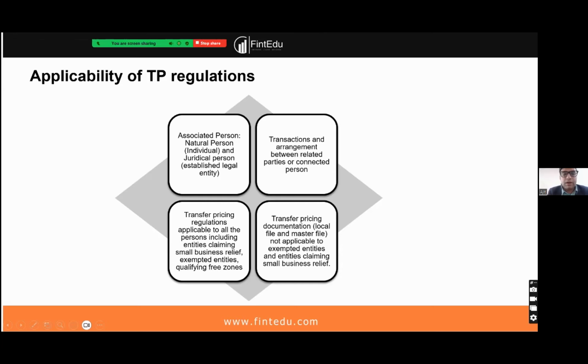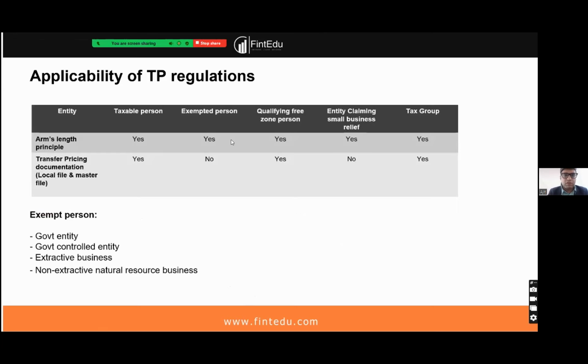So just to summarize this, if you can see on the screen, when it comes to the applicability of the TP regulations, the arm's length principle, which is there in Article 34, is applicable to all the entities. Even if there is a transaction between two qualifying free zone entities, the arm's length principle is applicable. The transaction needs to be at arm's length. Even in the tax group also, we'll talk about the tax group, the arm's length principle is applicable.